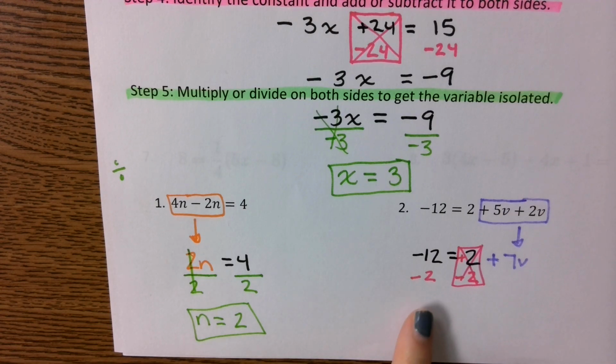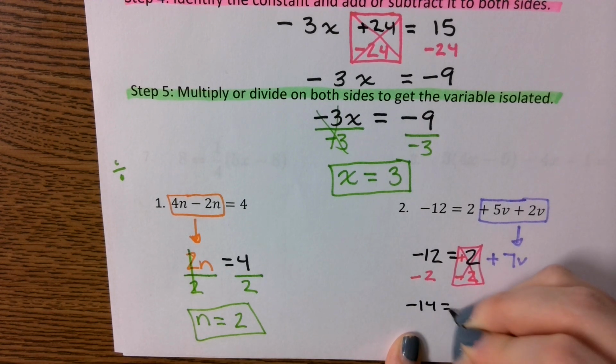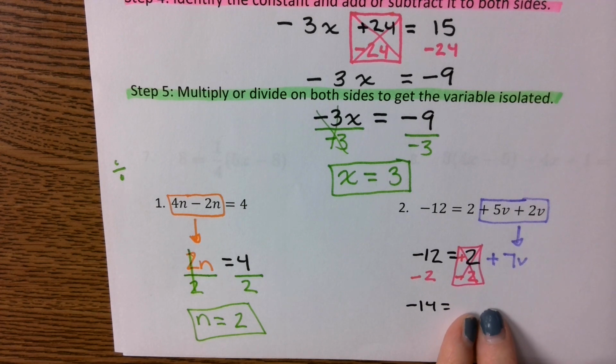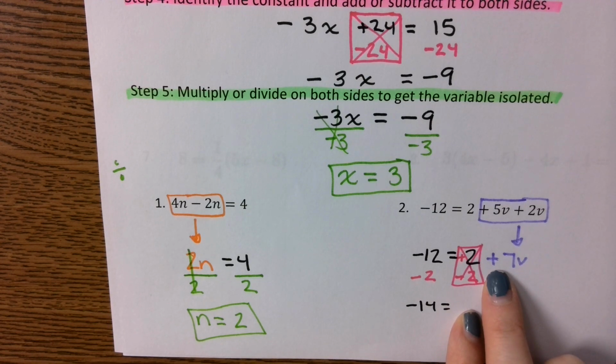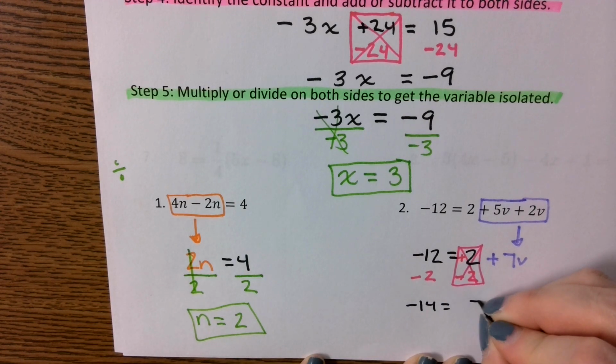What am I going to get? What am I left with here? What's negative 12 minus 2 going to give us? Tanner. Negative 14. And then what do I bring down on this side? 7, right? Positive 7v. Do I have to write the positive sign anymore? No. I would only have to write it if it was a negative sign or a minus sign. I don't have to write the positive sign. So I'm just going to put 7v.